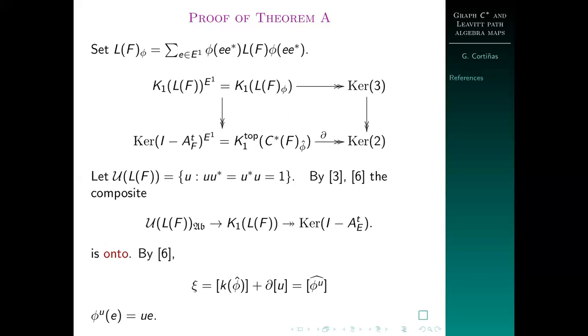And when you add an element to the image of the unitary element, what you do, and this is in Rordam's paper and also in my paper, is that you perturb phi by sending an edge E to U times the edge E. And this is a star homomorphism. So you send E star to E star times U star, being the inverse of U because U is unitary. And that's your star homomorphism.